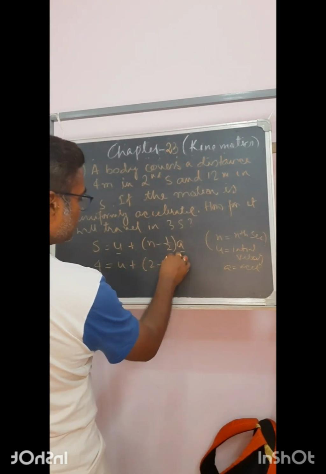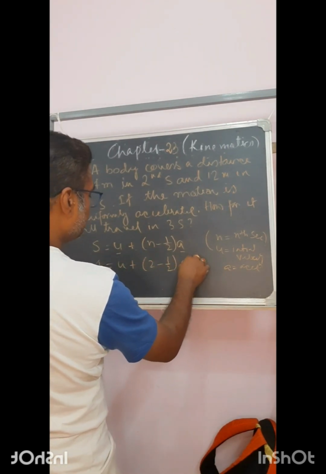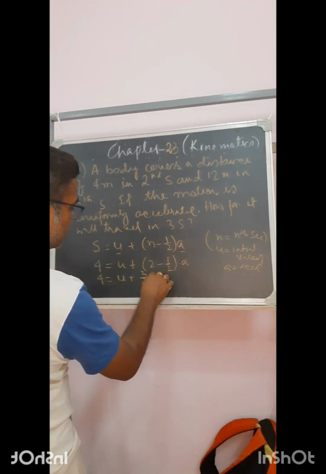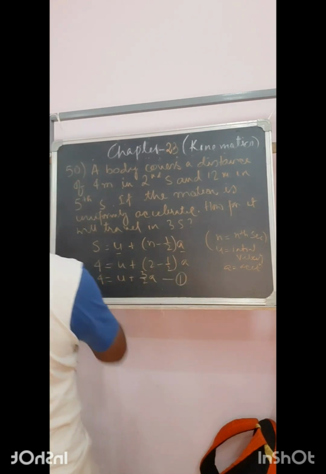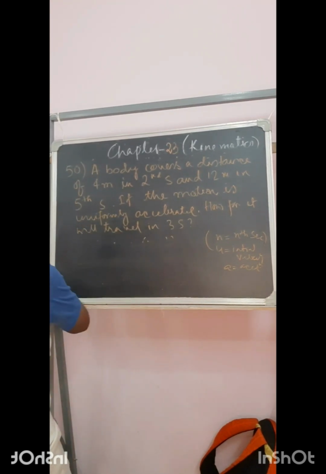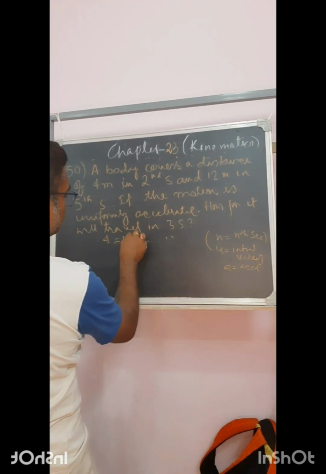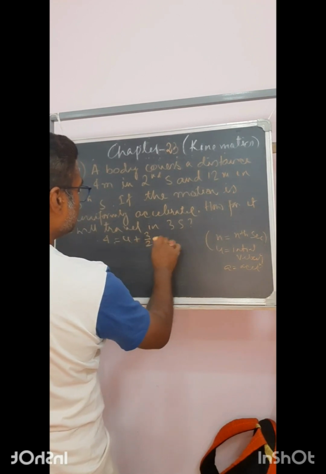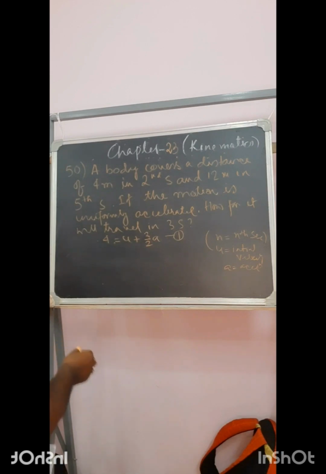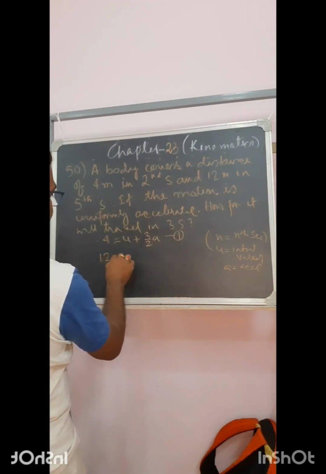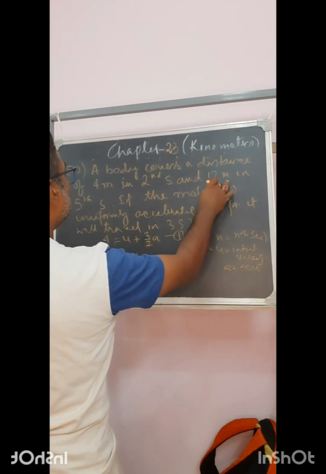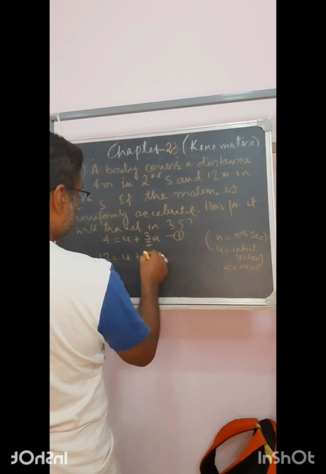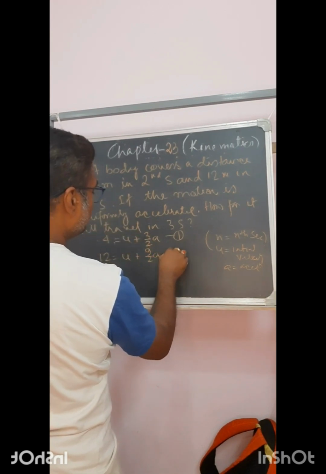n is 2, so 2 minus half into a, so that will give you 4 is equal to u plus 3 by 2a. This is your first equation. So this I will write on the top. For the second equation, that is 12 meter, the same u will come plus, 5th second, so 5 minus half, that means equal to 9 by 2a. That will be the second equation.